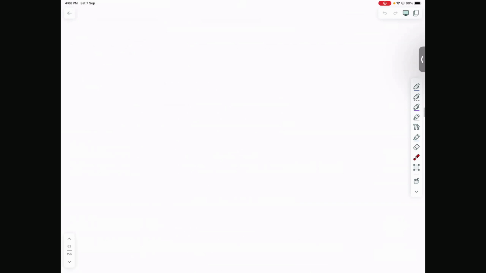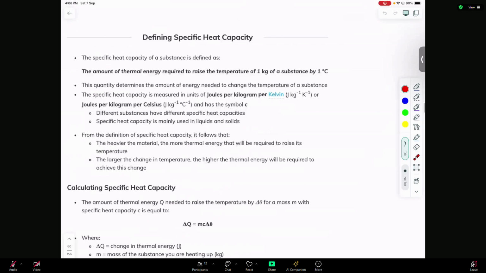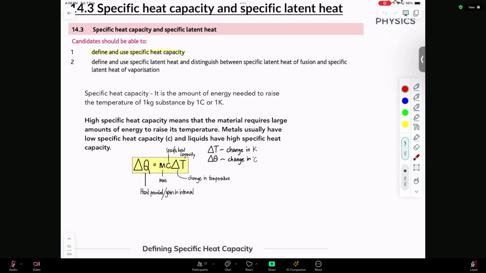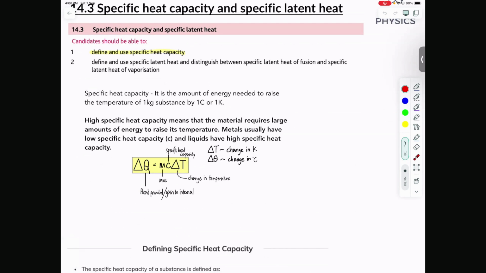Just math, theory is very little, so there'll be a lot of math to tackle, some very complicated math as well. Okay, so we saw what was specific capacity.